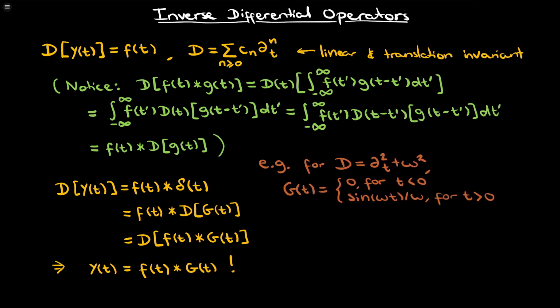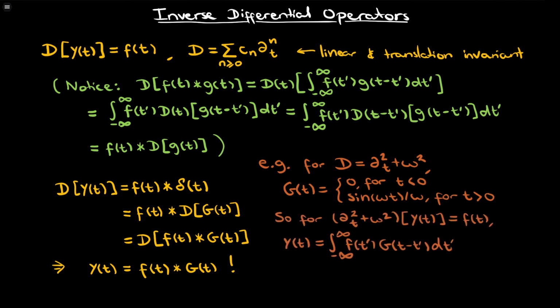To see an example, recall that for the differential operator d squared over dt squared plus omega squared, which was that for a harmonic oscillator, the causal Green's function g of t was given as 0 for t less than 0 and sine omega t divided by omega for t greater than 0. And so then, for the corresponding non-homogeneous differential equation, the solution y of t will be equal to the convolution of f of t with that Green's function. And, since g of t is only non-zero for positive inputs, in which case it is sine of omega t divided by omega, we can rewrite the solution as such.